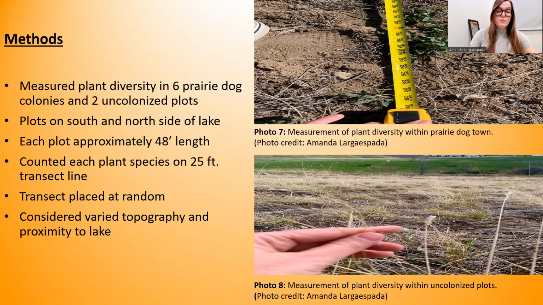Within each plot, I used a 25-foot transect line, and I selected where I placed my transect line at random just to add some randomization to my study. When I laid down my transect line, I would count each plant that touched the transect line, record that on my data sheet and journal, and also take photographs for identification purposes.